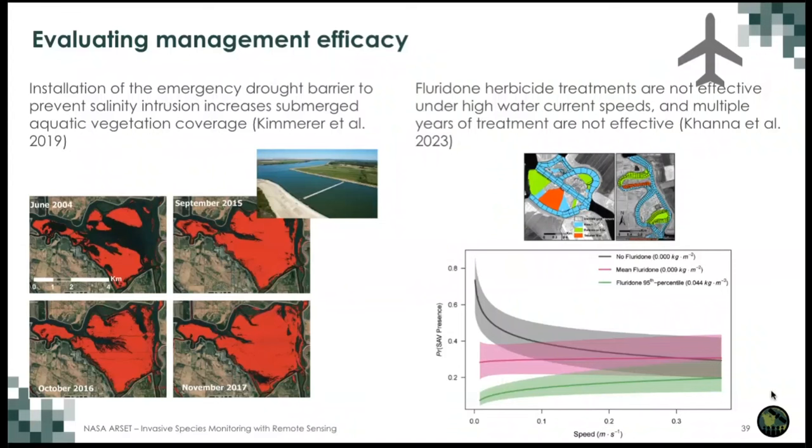gave us sufficient resolution to see most of the waterways and vegetation that we are interested in and provided that high repeat frequency. So if we think about those temporal gaps and Sentinel-2's ability to fill that in, Sentinel-2 has a repeat frequency of 5 days between the two satellite sensors.